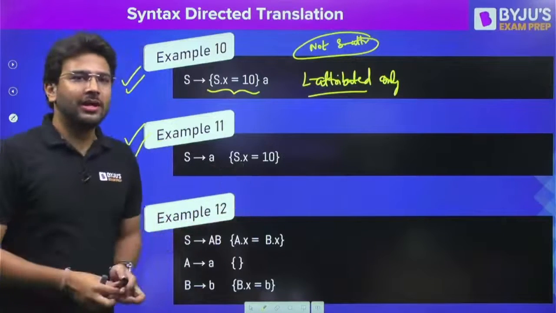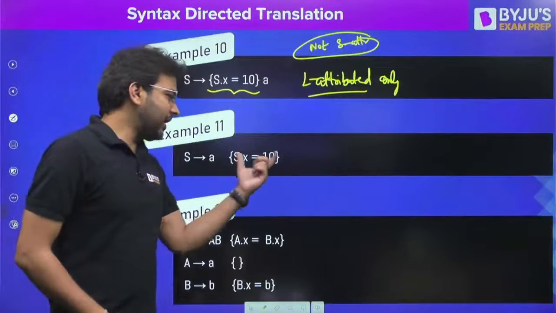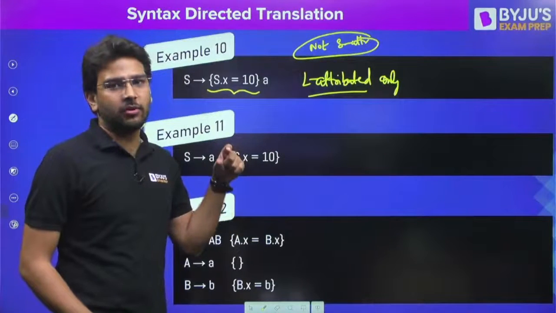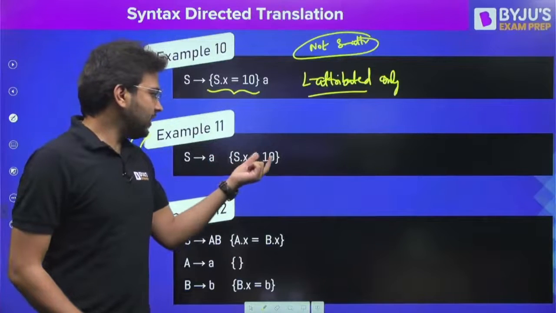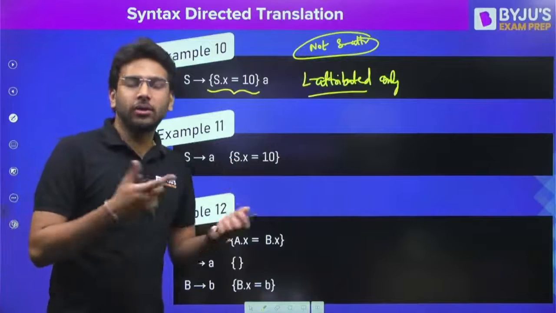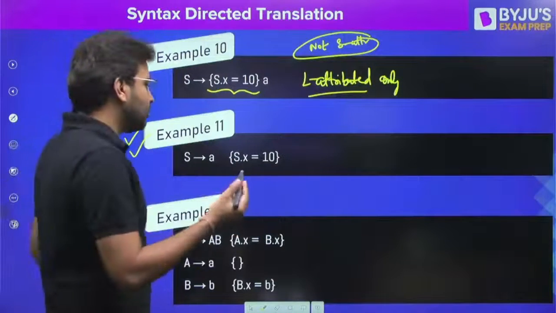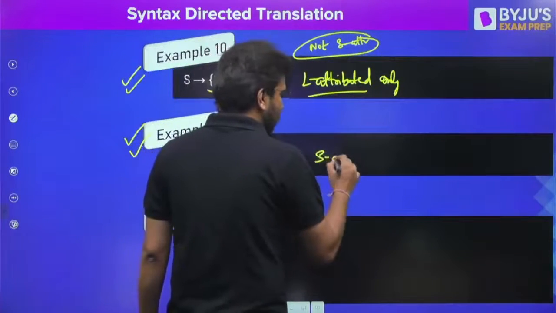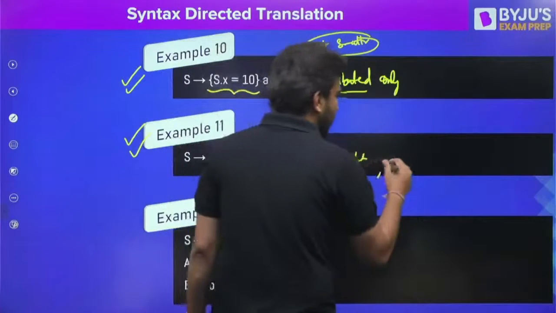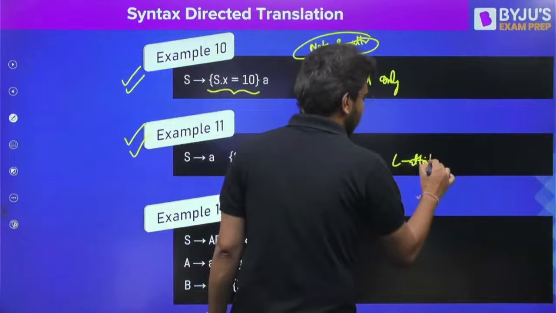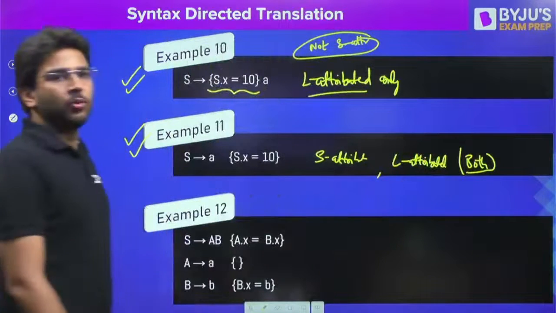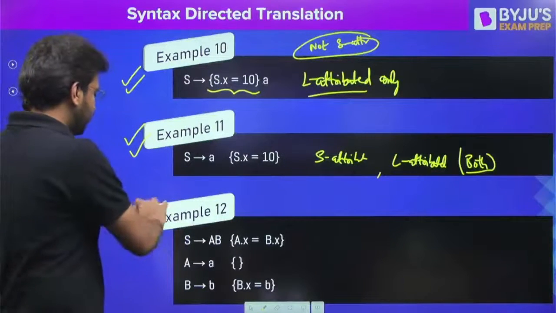What about this one, 11th? Here if you see, translation is present at the end of the RHS. So that is allowed in case of S attributed as well as L attributed. Correct? Now here if you see, it is just assigning the constant value. So we cannot consider the attribute computation here. So we can clearly say it is S attributed. And if it is S attributed, definitely it will be L attributed as well. That means it is both. Clear?